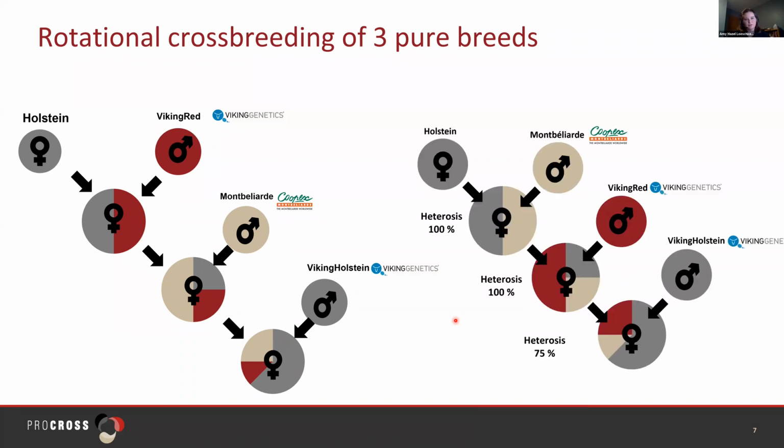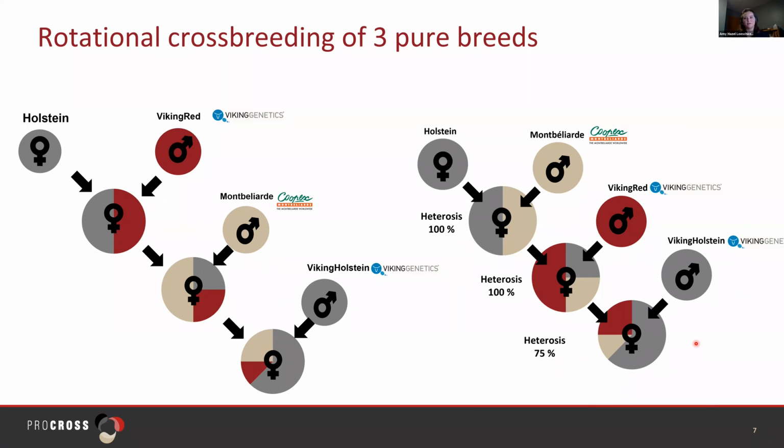ProCROSS is also used in the other direction. Actually, in the US, more dairy producers use Montpellier first, typically, to make their F1 cross. And I want to point out here in the slide, these early generations, G1 and G2 of the cross, produce high levels of heterosis at 100%. When we come back with Holstein, we're mixing gene content from this Holstein with our original Holstein foundation cow. And that's why the heterosis level drops a little bit.